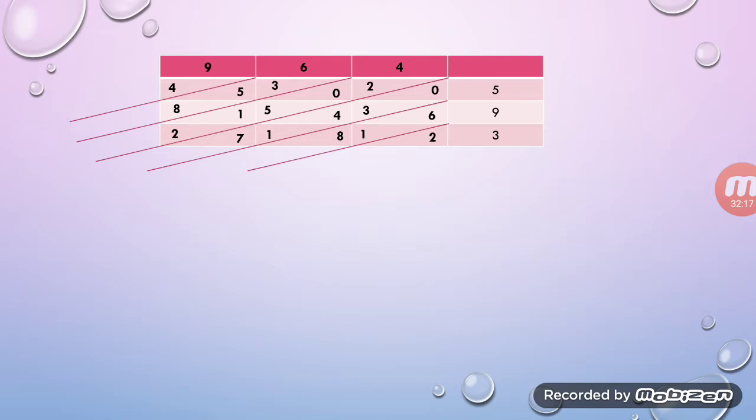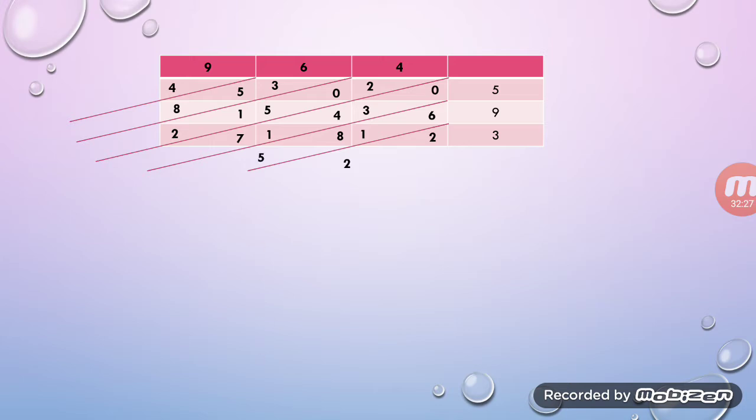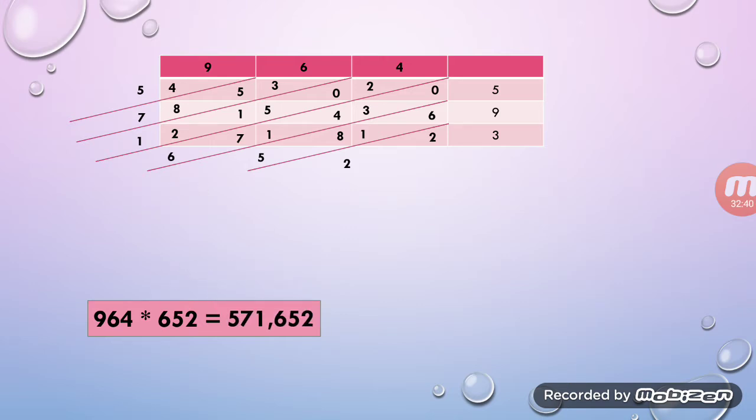Once again, we will move through these different numbers, adding them together and carrying our remainders into the following row. We're left with 2, 5, 6, 1, 7, and 5. With our grand total of 964 times 593 being 571,652.